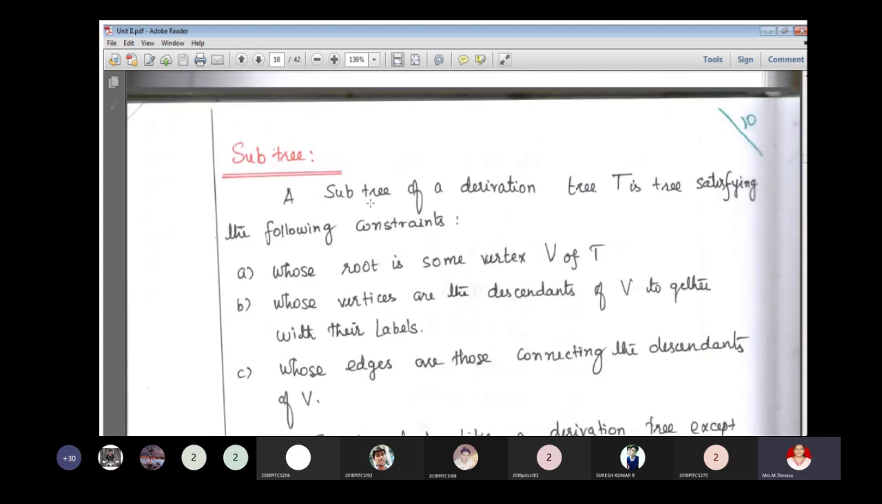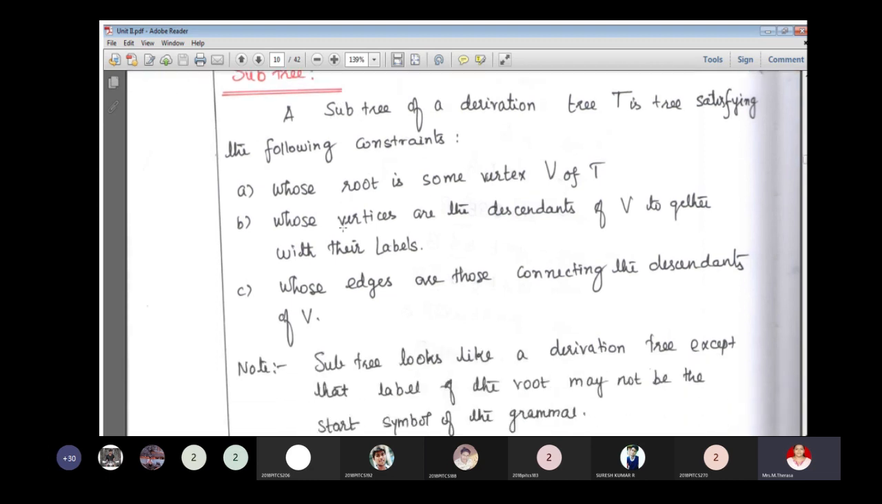Okay. Next, subtree. Previously we have seen the definition of tree and the properties of tree. Now we are going to see about subtree. So what is a subtree? A subtree of a derivation tree T is a tree satisfying the following constraints or conditions.